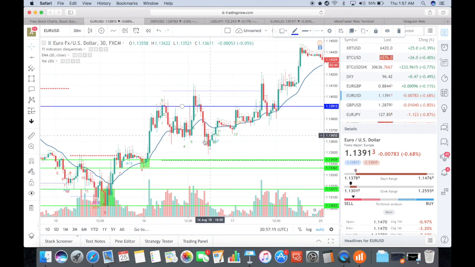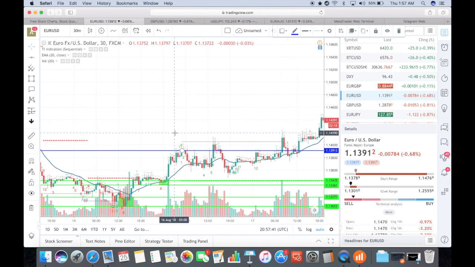Also, here is another area of demand, but the price didn't move away from here in a very strong fashion. So ignoring this, this is also an area of demand, but you can see that the prices stayed in this zone for quite a while. So this isn't an ideal area of demand.